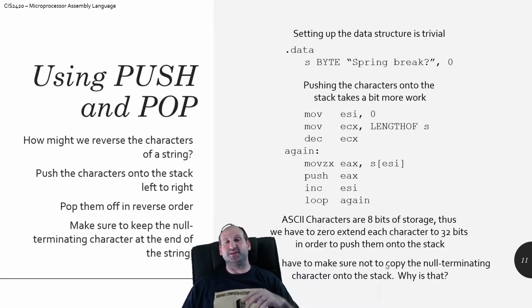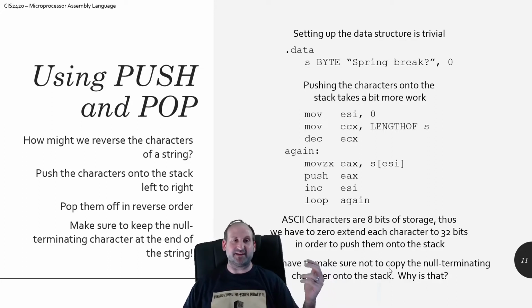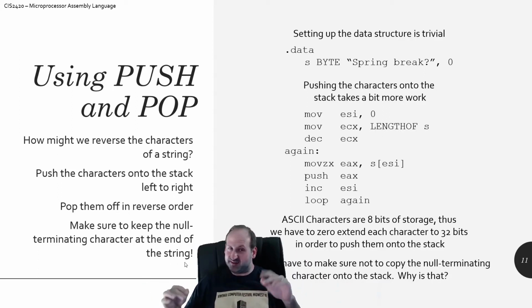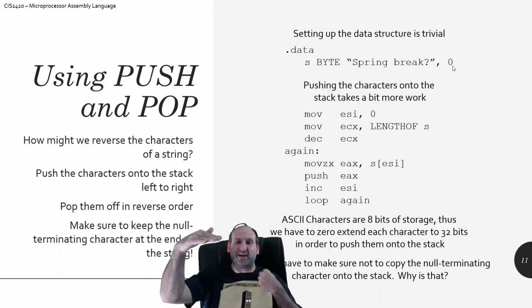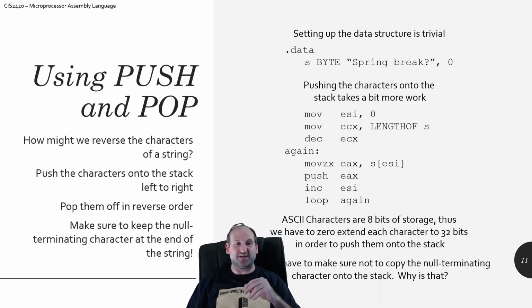We have to push things onto the stack, and then the second step on the next slide will be to pop them back. And so we have to make sure to keep the null terminating character at the end of the string, obviously, right? Because if I go ahead and do all the hard work and I leave the 0 and I push the 0 onto the stack, that'll be the first thing that goes in, and the null terminating character will be the first character in the string.